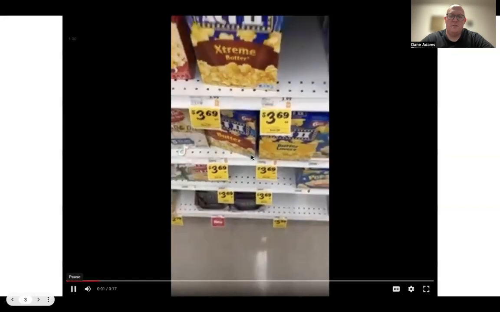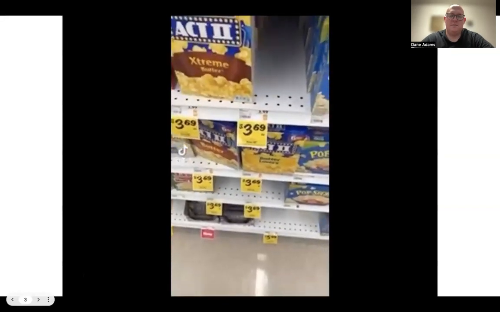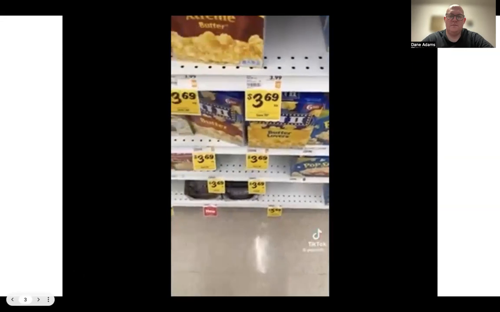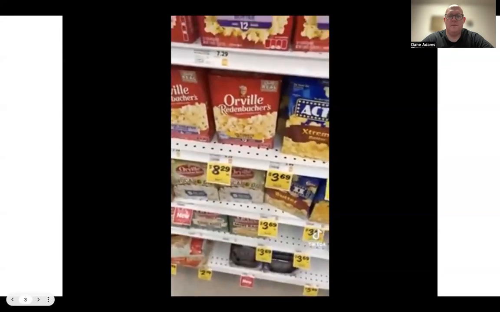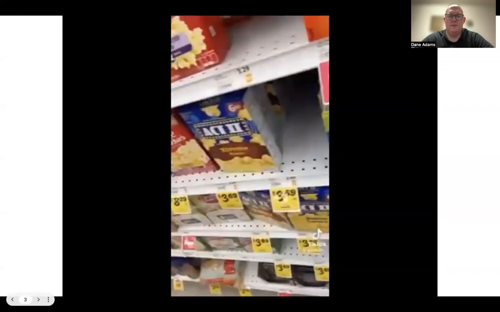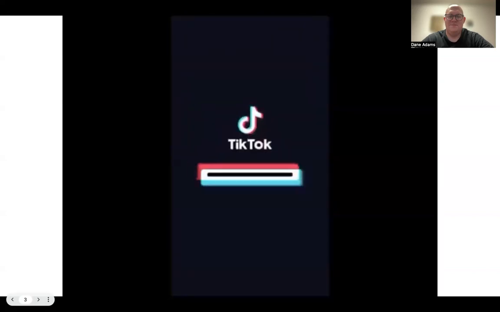There's butter. There's extreme butter. Some butter lovers. Some ultimate butter. And movie theater butter. There should be a more empirical way of measuring butter.